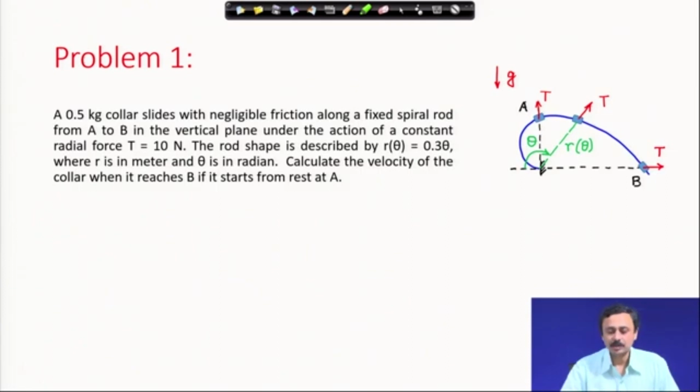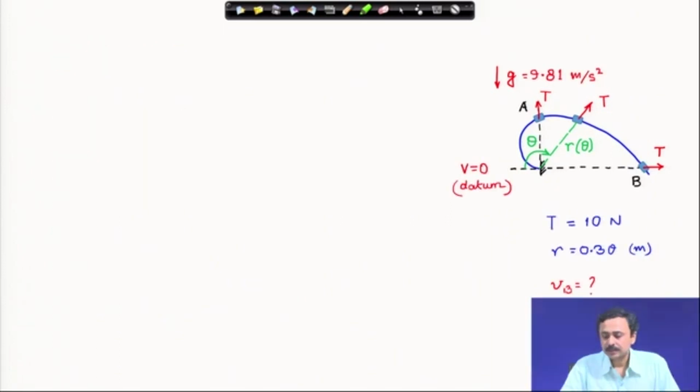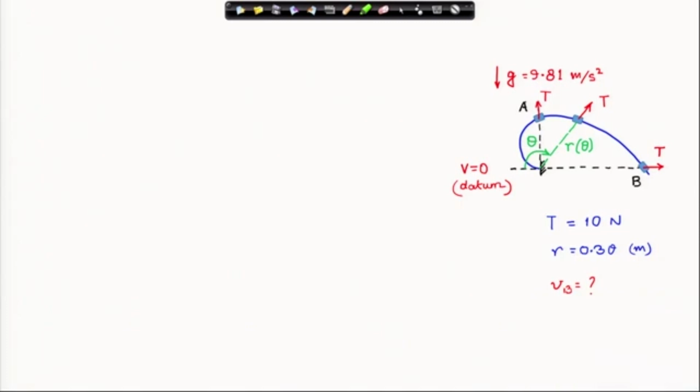B is on the horizontal plane. If it starts from rest at A, the collar started from rest at A on this spiral path, moves frictionlessly, negligible friction, which means there is no friction in the vertical plane. Therefore, it is under the action of this applied force T of 10 Newton and gravity, and gravitational acceleration is 9.81 meter per second square.